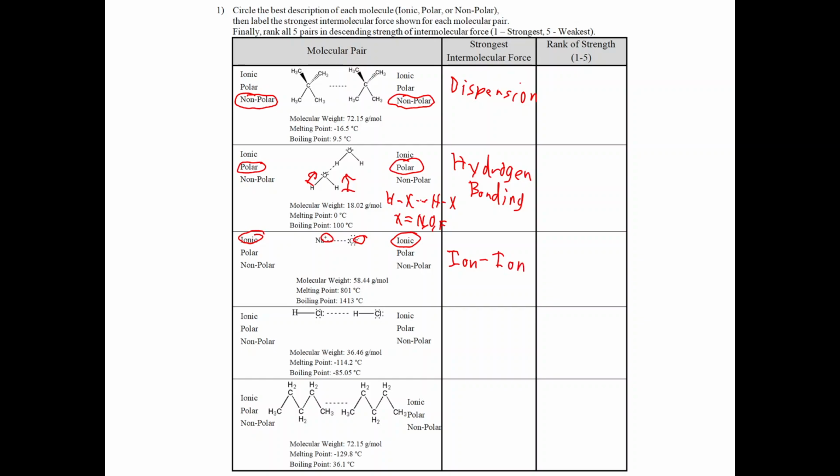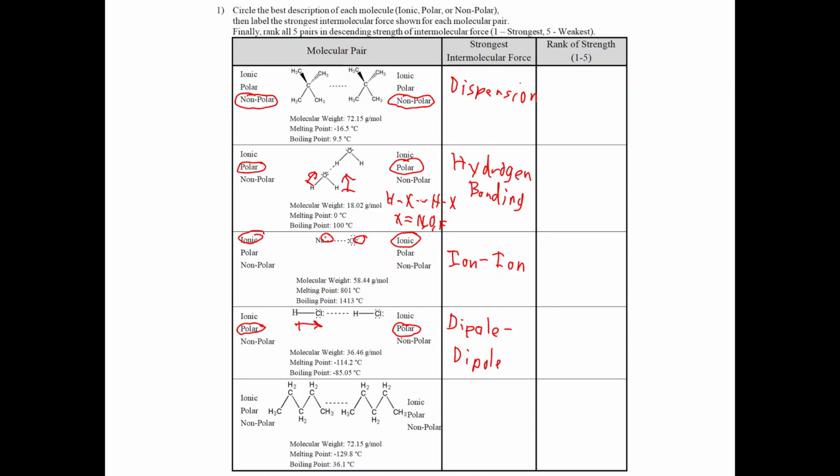All right, for our next one, we have chlorine, which is more electronegative than hydrogen. So it's going to be pulling the electron density over there, making it polar. Since we don't see any charges, it's going to just be polar and polar. In this case, we don't have nitrogen, oxygen, or fluorine attached to hydrogen, so this is simply going to be dipole-dipole. There we go. So we have a dipole-dipole interaction.